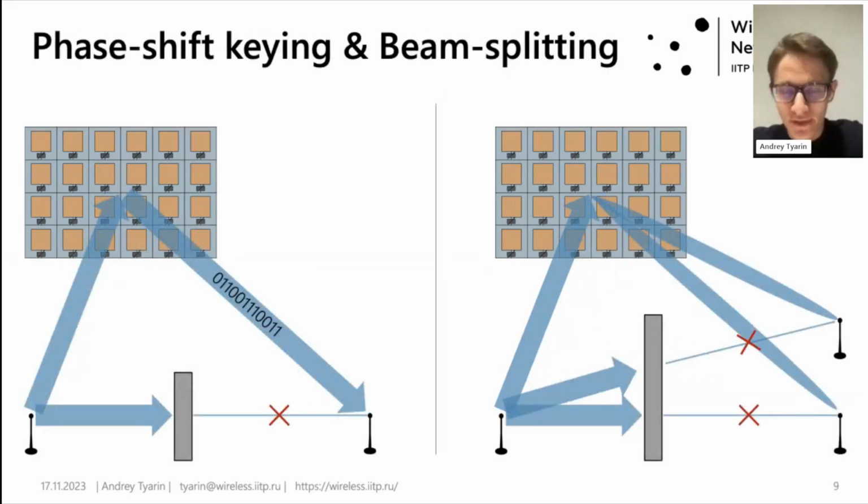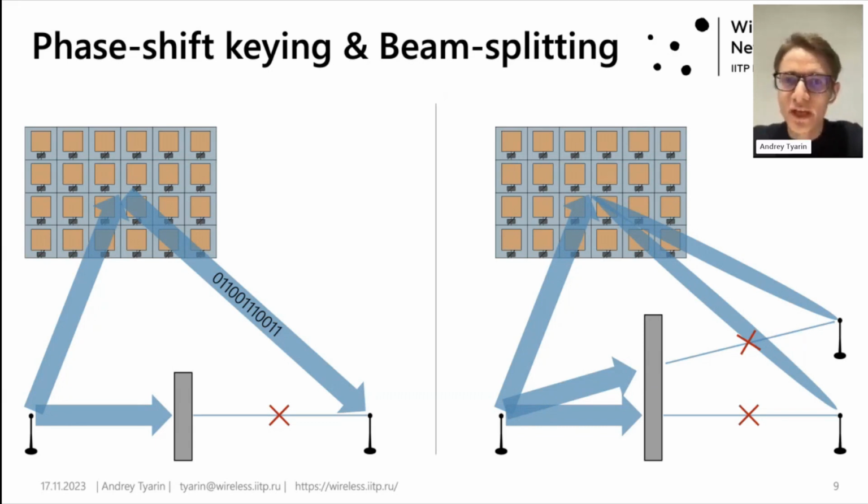Now let's discuss phase shift keying and beam splitting. Phase shift keying, or PSK, is a type of phase modulation that changes the phase of the carrier signal to organize transmit data. This function is performed by creating a phase shift at the UC with a value corresponding to a digital sequence. PSK is mostly realized in RAS with varactors due to their wide phase shift range.